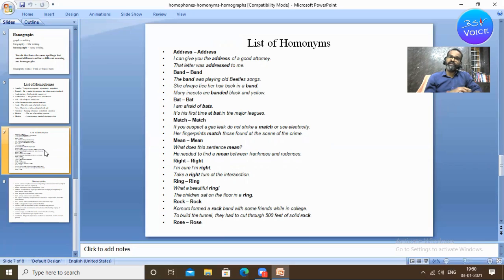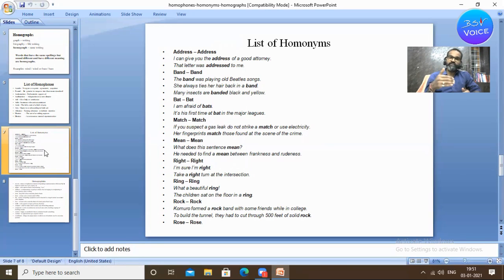At the same time, she always ties her hair back in a band. So it's a ribbon, whatever it is, it's called a band. Band, the same. Many insects are banded, banded black and yellow. Band is one thing, a rubber band, and it is also used as a verb in banded. Many insects are banded black and yellow. That is one thing we understand.